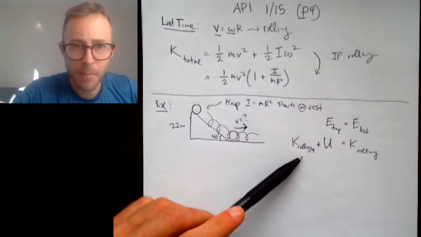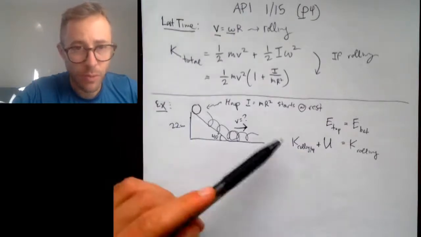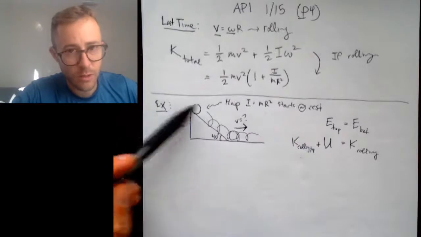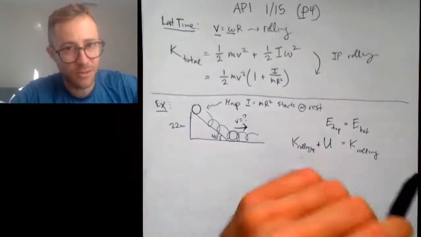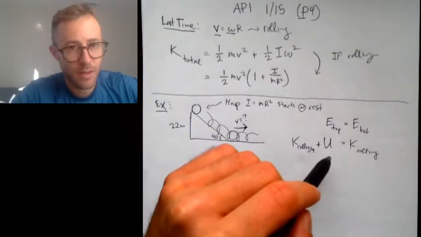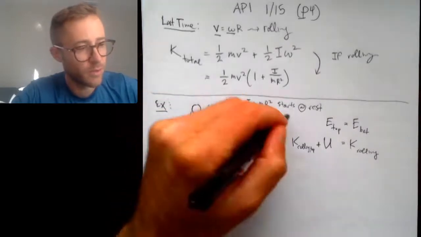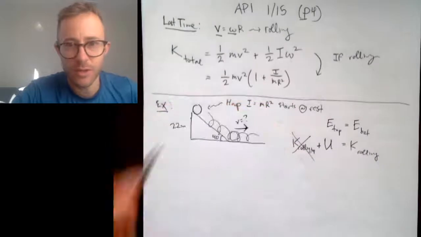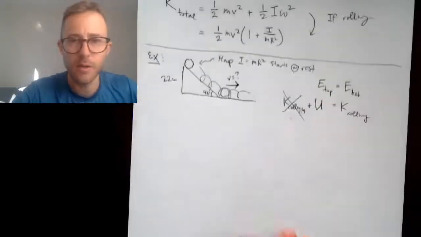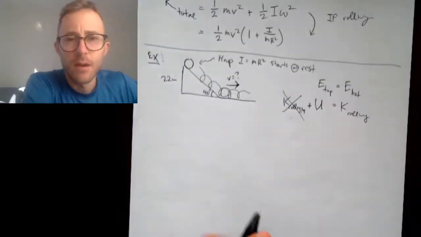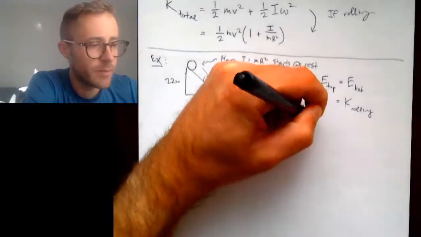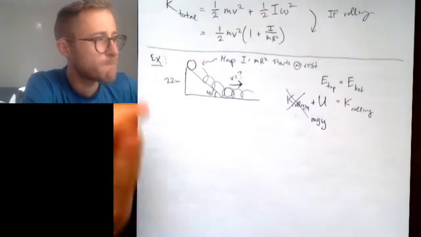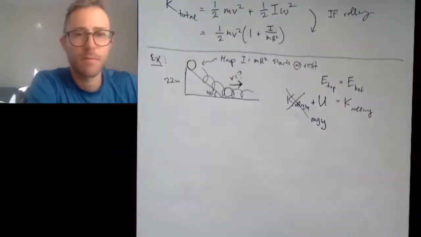Anyways, one of the quiz questions has the object rolling at the top of the hill already, so it has a kinetic energy at the top in addition to its potential energy. But this one, it starts at rest, so it has no kinetic energy at the top. So potential energy is mgy.